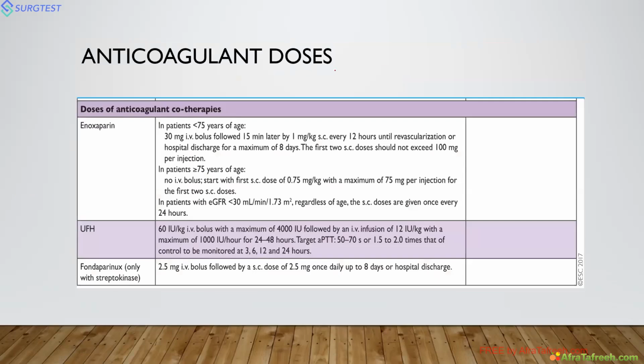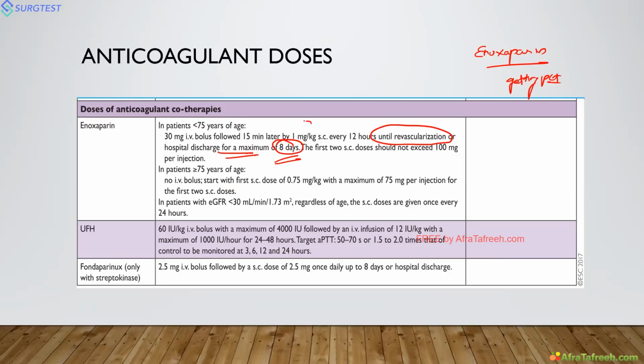Next, anticoagulant doses, very important. Whenever we give any anticoagulant, enoxaparin for example, we have to give it until the patient gets a stent. Once you put the stent, you stop, until revascularization or hospital discharge. If you're not doing stenting, you are admitting the patient and giving enoxaparin only until hospital discharge or for a maximum of 8 days. This is very important. Enoxaparin you have to give until the patient has revascularization, or up to 8 days if you're not revascularizing.